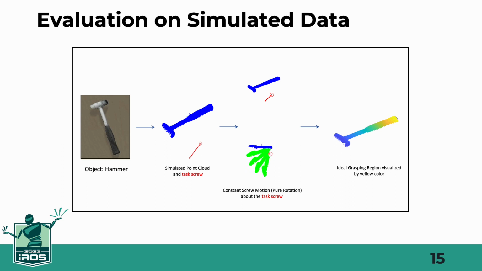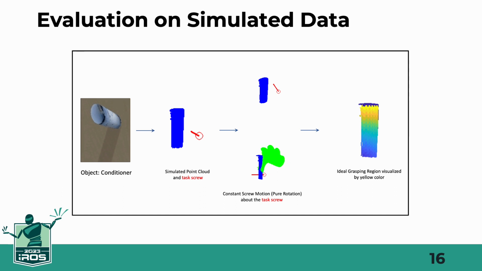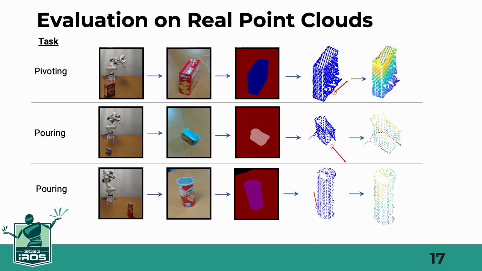Here are some of the results on simulated data. The yellow color denotes the ideal grasping region. The task screw is shown in red. The constant screw motion considered here is pure rotation about the task screw. Here are some results for real point clouds obtained from an RGBD camera.